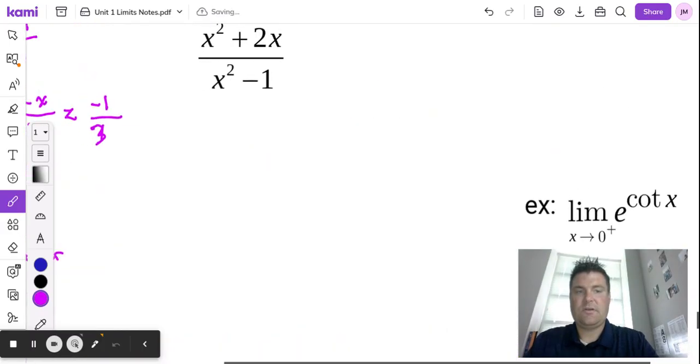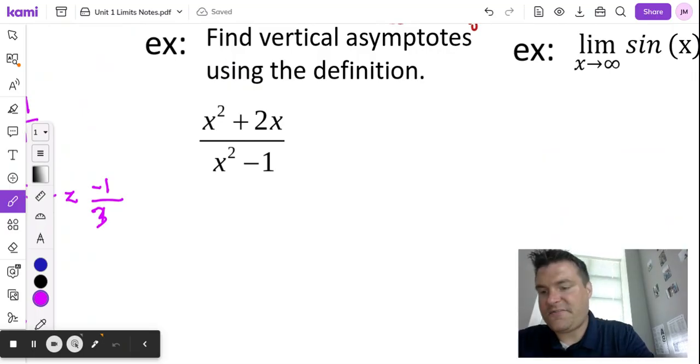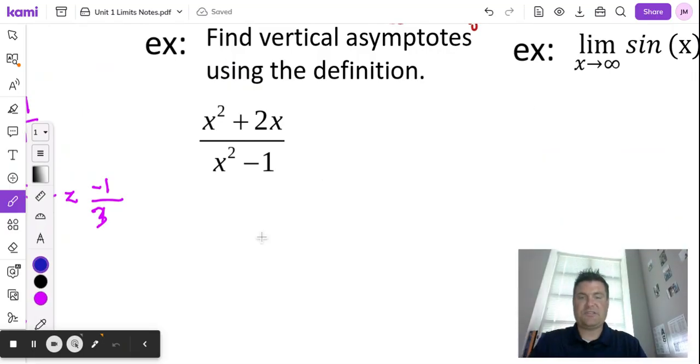Almost done here. We're going to find vertical asymptotes using the definition. The definition from the previous page was just saying when you find the vertical asymptotes, we've got to make sure that the one-sided limits do get us to infinity or negative infinity.